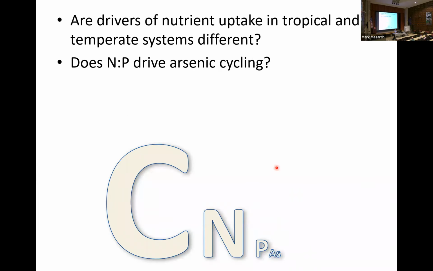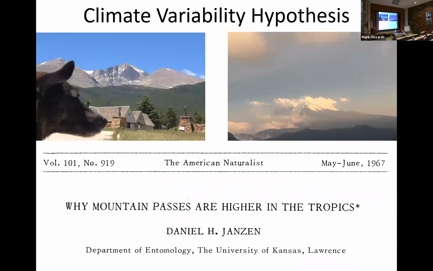So I've just given a few examples of a few different factors that can affect stream nutrient cycling. And as you might imagine, there are plenty of others. And that's largely what my dissertation was based around. I'm only going to talk about two of my projects today for my dissertation in the interest of being able to talk about some of my postdoc work, as well as some proposed work. So first, I examined if drivers of nutrient uptake in tropical and temperate systems are different. And second, I looked at if the nitrogen to phosphorus ratio can actually drive arsenic cycling. And I'll explain the mechanisms there as I go through.